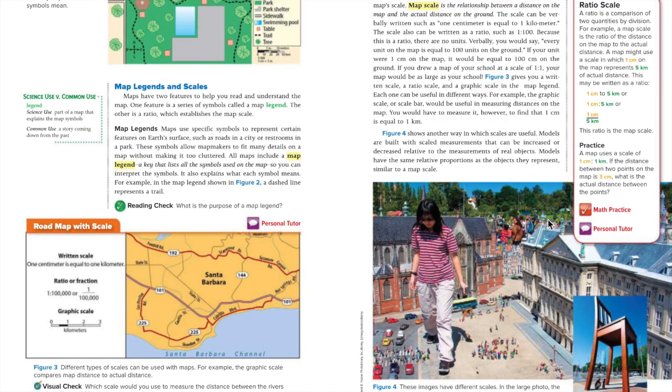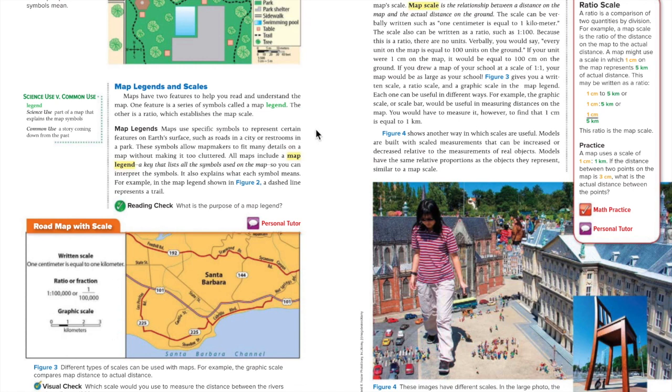So map legends and scales. Maps have two features to help you read and understand the map. One feature is a series of symbols called a map legend. That's up here, okay? This is a legend. The other is a ratio which establishes math scale. So here's a picture of what scale will look like, okay?